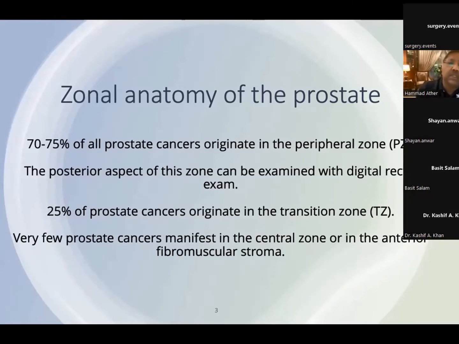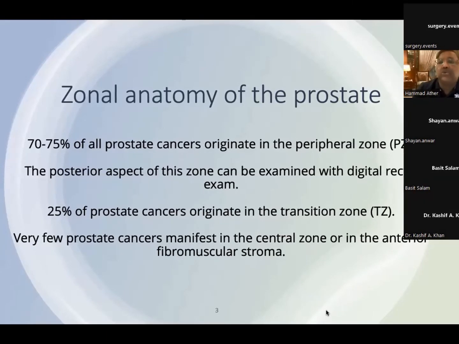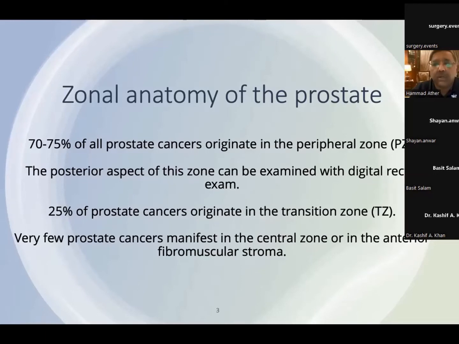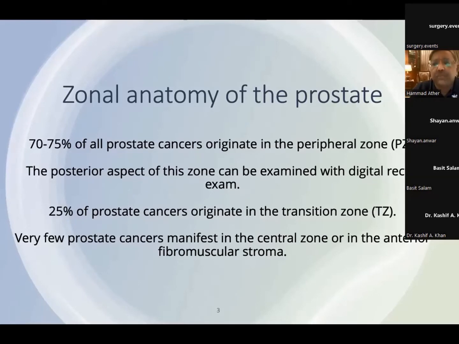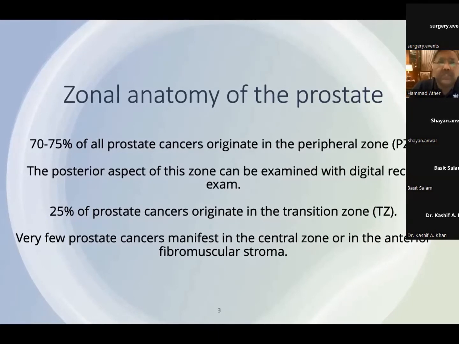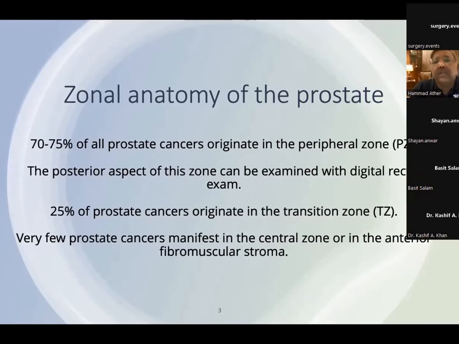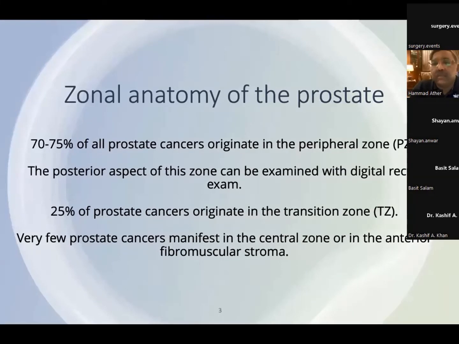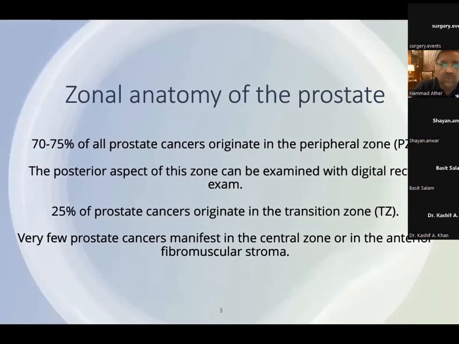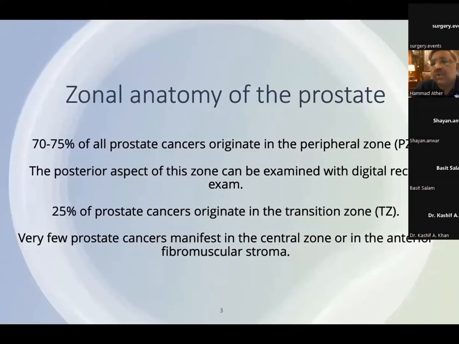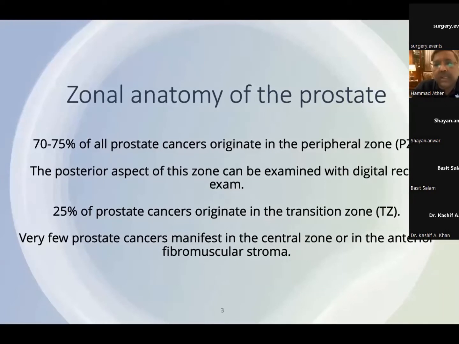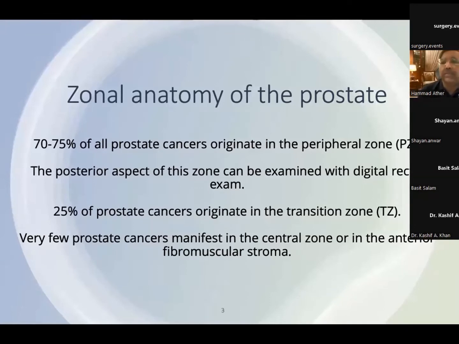So we're going to talk about these zones, and then we are going to focus on the normal and the abnormal anatomy of the prostate on MR. We know that the vast majority of prostate cancers, over 70%, originate from the peripheral zone. And the peripheral zone, as the name suggests, is peripheral. As a consequence, it is amenable to digital rectal examination. The other zones of the prostate, like the transition zone, house the other 20-25% of cancers, whereas the central zone and fibromuscular stroma are very, very rarely involved with prostate cancer.